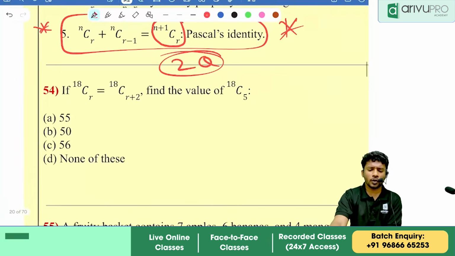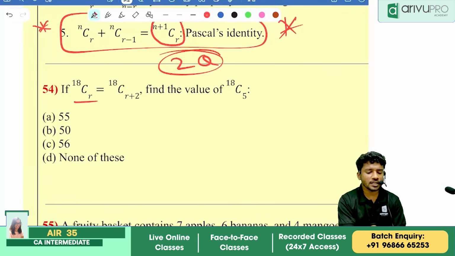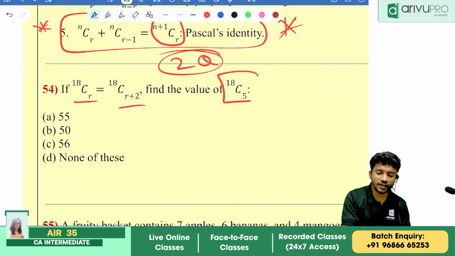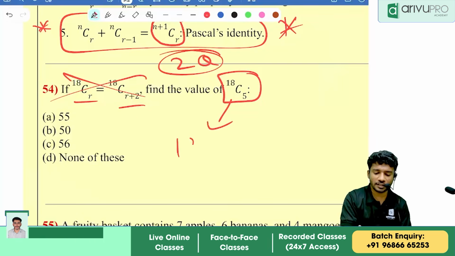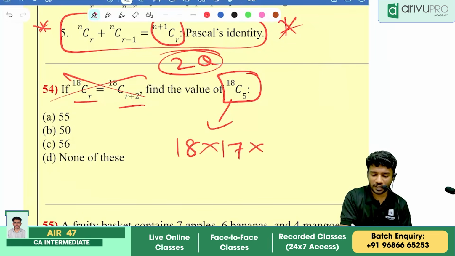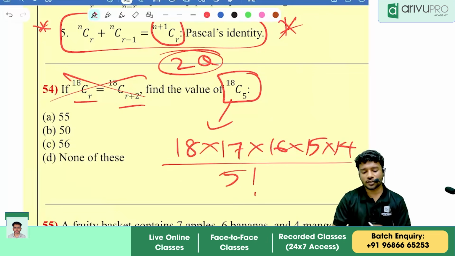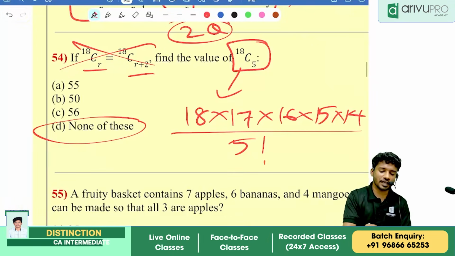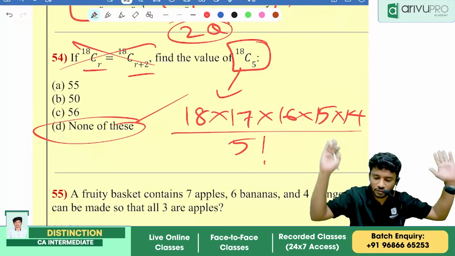Now look at the question, get me the answer. 18CR is equal to 18CR plus 2. Find the value of 18C5. Do you require this? No. We can directly go and get the answer. 18 into 17 into 16 into 15 into 14 divided by what factorial? 5 factorial. How much is the answer? Anyway, the answer will be none of the above, because it is a huge value.